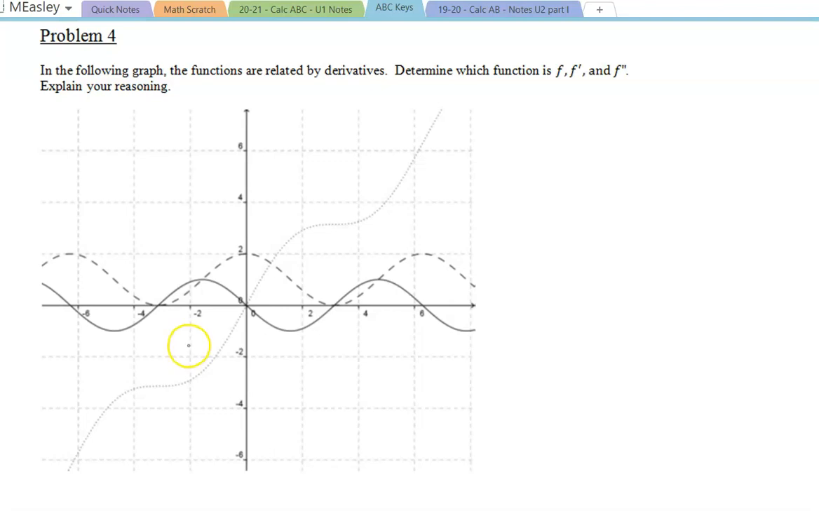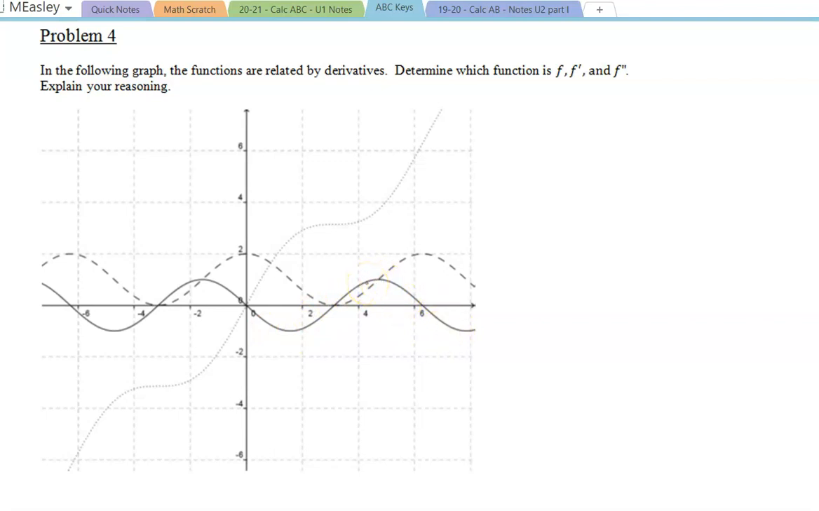I also see that both of them are both increasing and decreasing. And this one right here, the solid one, is the only one of either of these two where part of the function is negative. So what that tells me is that the dashed one cannot be the derivative of the solid one, because it would need to be negative somewhere since the solid one has intervals where it decreases.